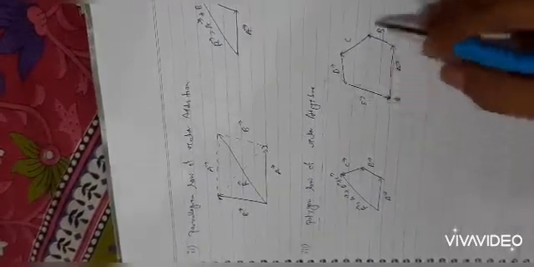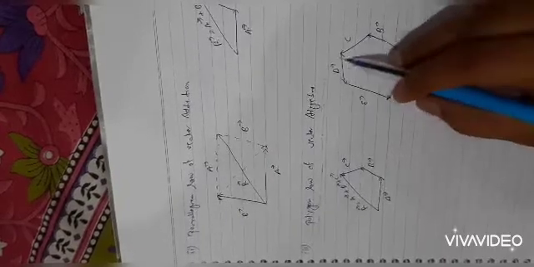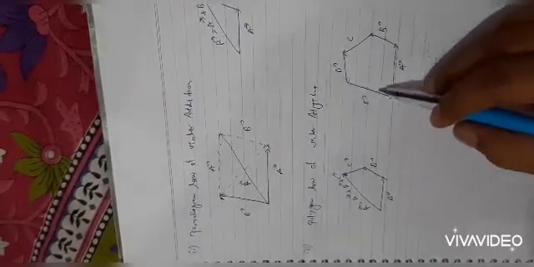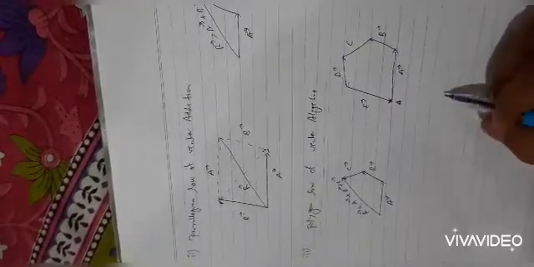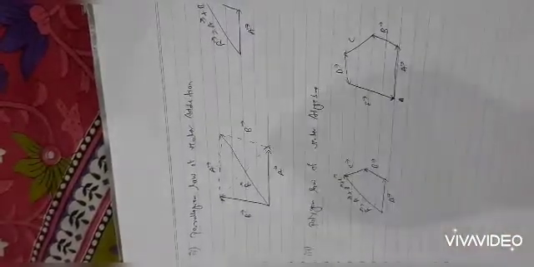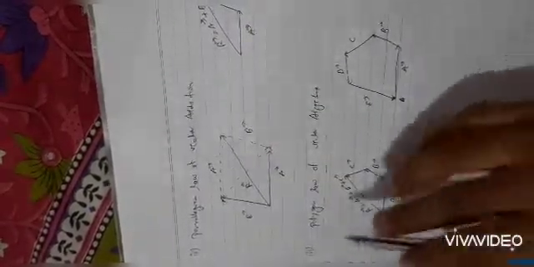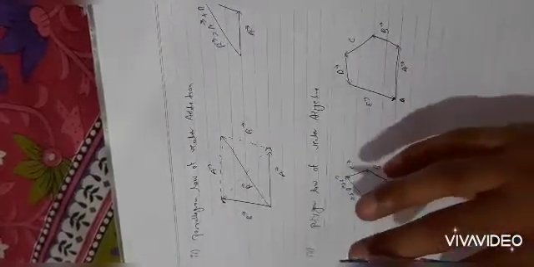Now the resultant of this vector will be 0, because their directions are upward and this will be the negative direction, so their resultant will be 0. So that is basically the polygon law of vector algebra, in which we are explaining it with the help of the geometrical method.